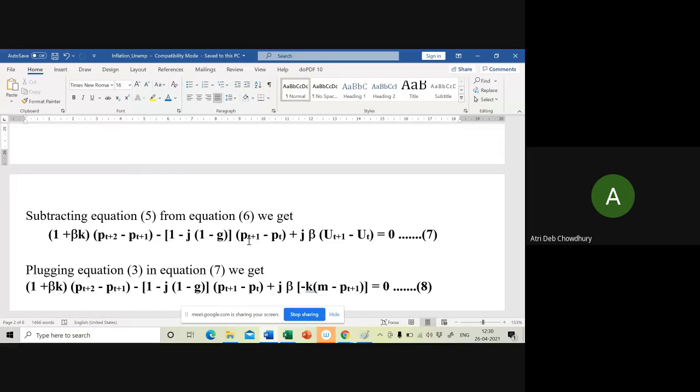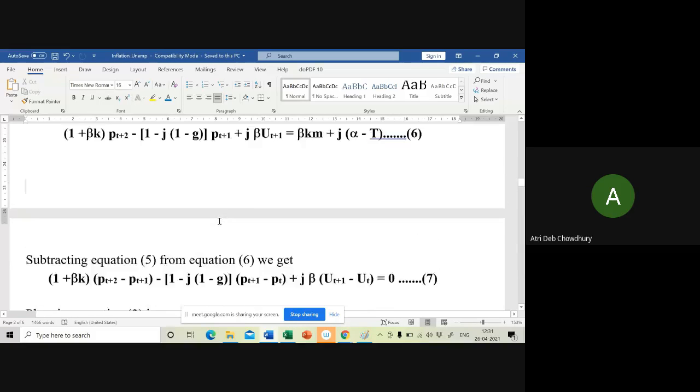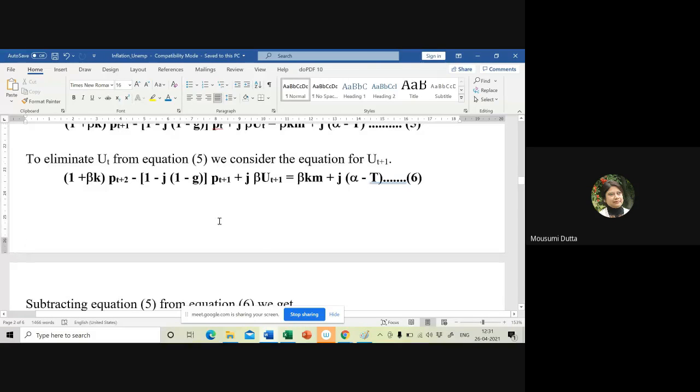Ma'am, could you please show equation 6 once? Equation 6. Yes, ma'am, I couldn't copy it. Okay, this one. Thank you, ma'am.